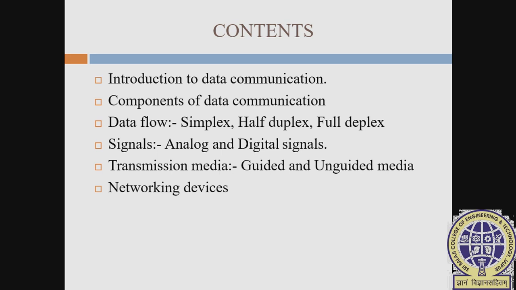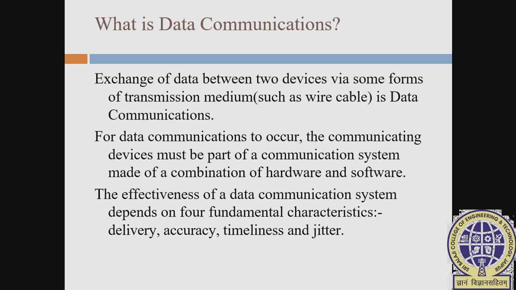Start with the first topic: what is data communication? Data communication is the exchange of data between two devices. First one is your sender and second one is receiver, two basic devices. In other words, we can assume device A and device B connected via some form of transmission medium, such as a cable connection or wireless connection. So guided and unguided transmission media we learn next. We use some form of transmission medium such as wire cable in data communication.